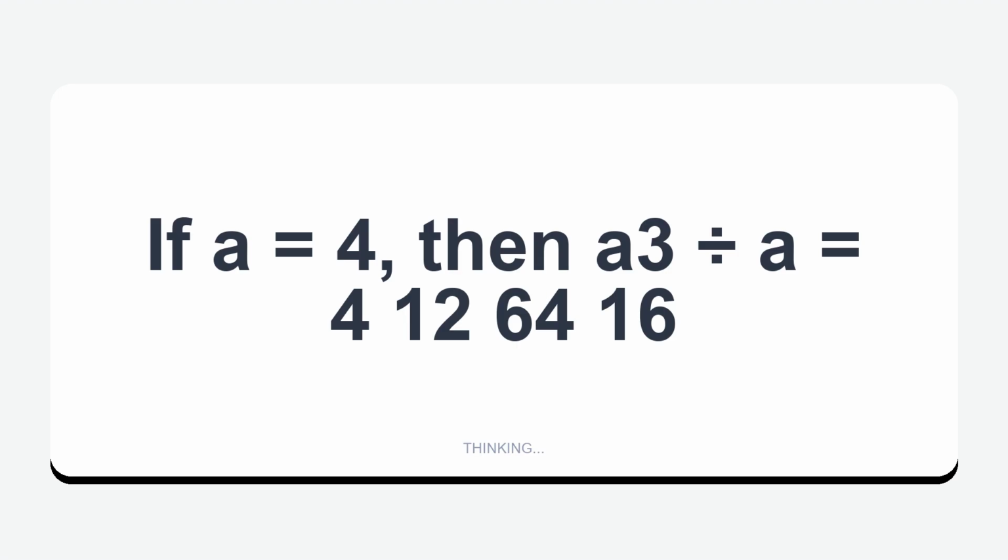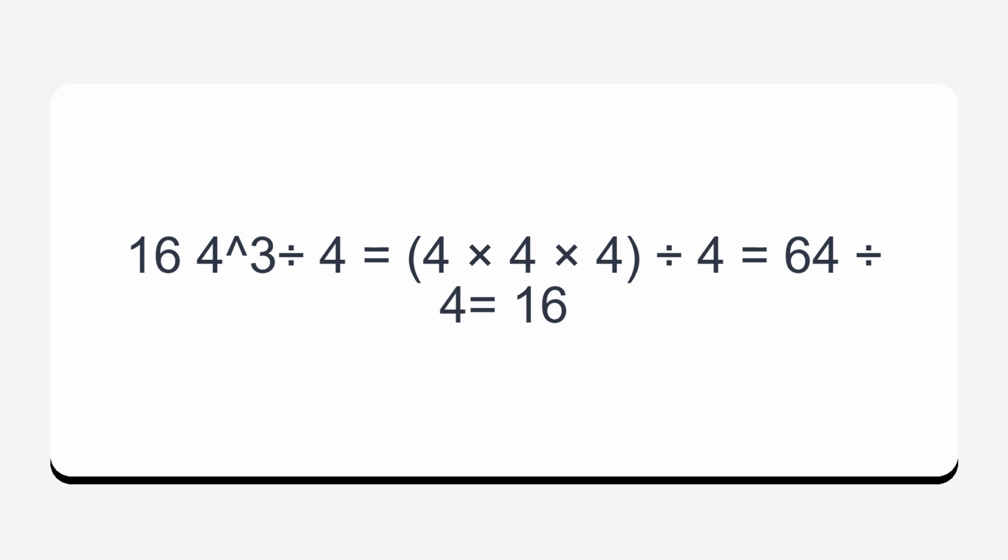If a equals 4, then a cubed divided by a equals 4, 12, 64, 16. 16. 4 cubed divided by 4 equals 4 times 4 times 4 divided by 4 equals 64 divided by 4 equals 16.